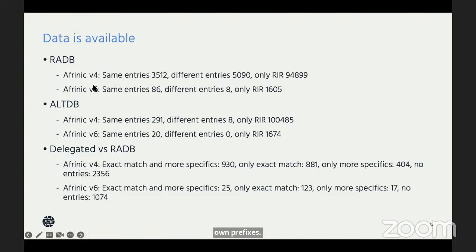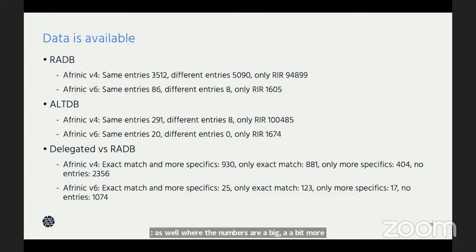Now that we have talked about all the RIOs, let's talk about what's happening with the Afrinic route objects. Here are some statistics. Looking at RADB for v4, the same entries are around 3,500, the different entries, so not matching, around 5,000, and only in the RIO, almost 95,000. For v6, the matching entries are 86, the different entries are 8, and only in the RIO it's 1,600. I have the statistics for RDB as well, where the numbers are a bit higher.